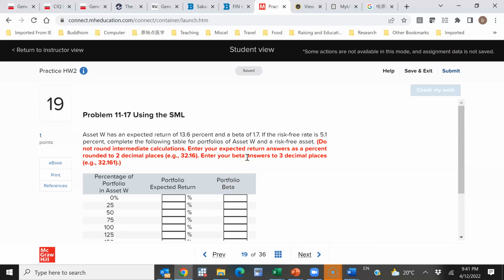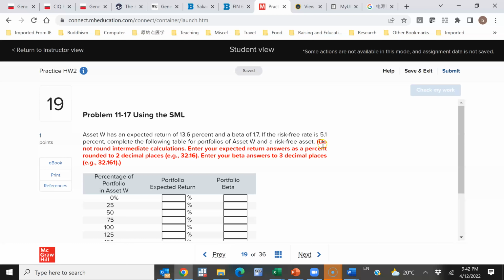This is question number 19 of practice homework 2 for session 2 on risk return trade-off. So we know asset W has an expected return of 13.6% and a beta of 1.7. If the risk-free rate is 5.1%, complete the following table for portfolios of asset W and a risk-free asset.